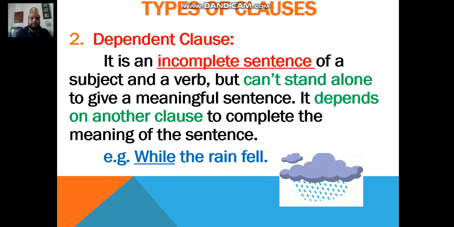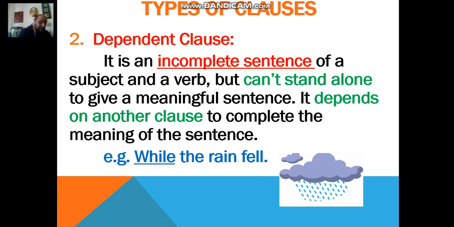For example, I punished the boy. I, subject, punished, the action in the sentence. The boy, okay, the complete predicate. Punished the boy, okay? I punished the boy. Good. I can understand it. Independent clause. Because he was impolite.